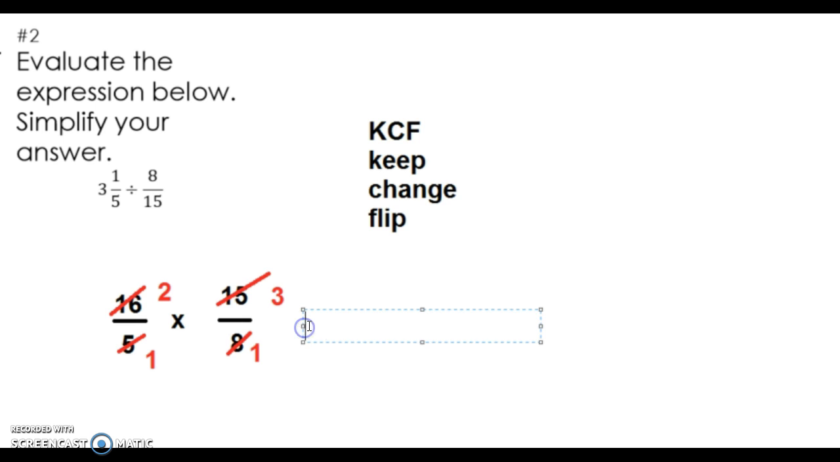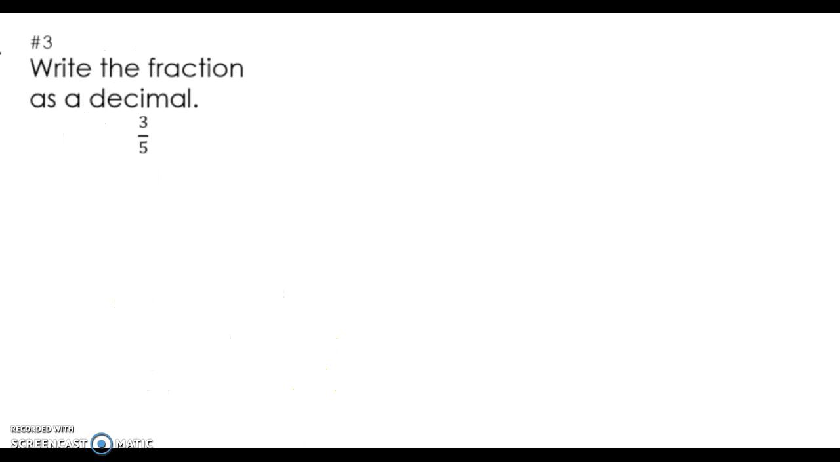And you know what? I'm going to let you guys do that. You'll have 2 times 3, and then 1 times 1. You'll have an answer there. Number 3 says, write the fraction as the decimal. We have 3/5. So how can I write that as the decimal?